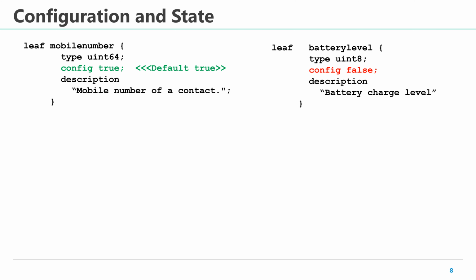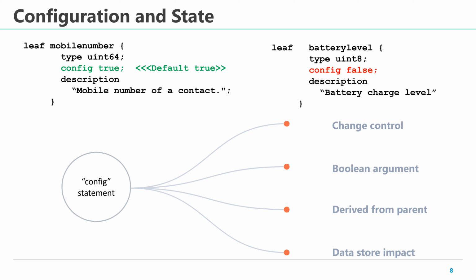An information that can be modified at will by the person configuring and using the device, and an information which cannot be modified but rather determined by the system on its own, and it is purely available for the person using the device as an information. To conclude, the properties of the config statement are as follows. It acts as a change control mechanism based on the Boolean argument that is provided. If true, change is allowed. If false, change is not allowed. A data node can derive the value of this configuration state from its parent.